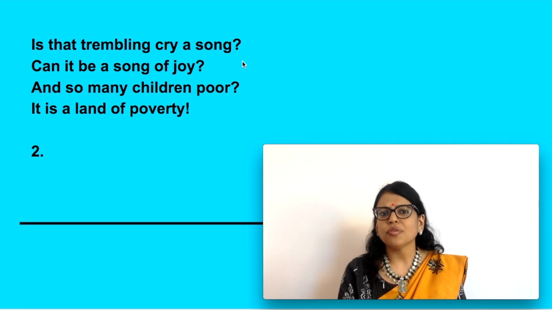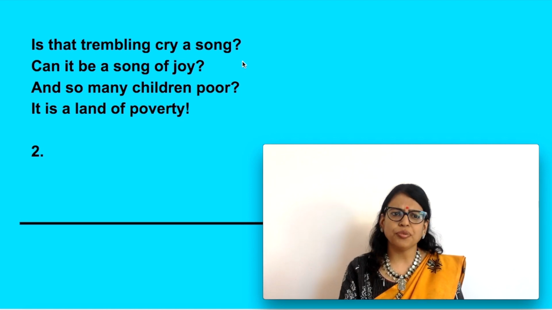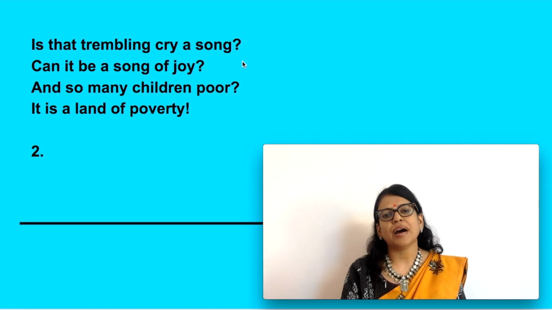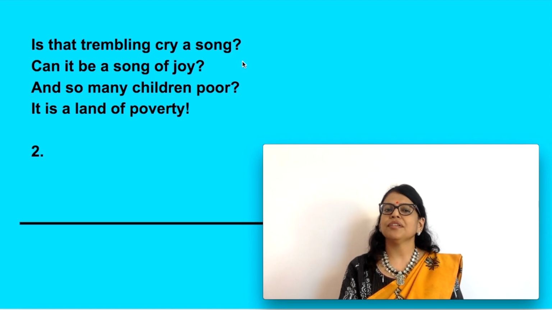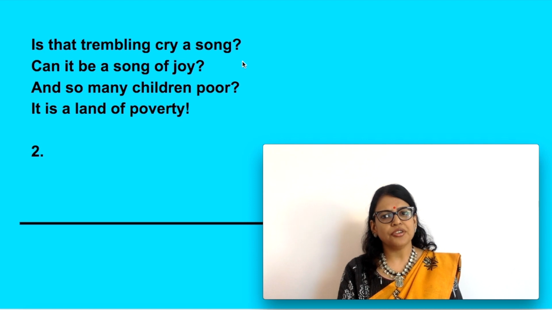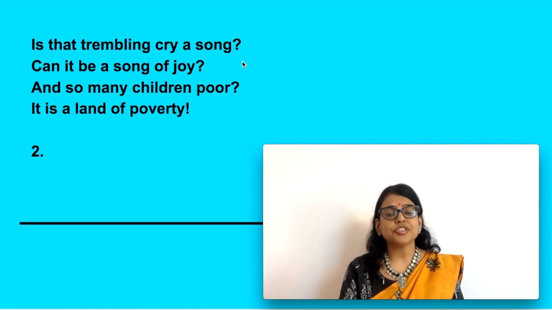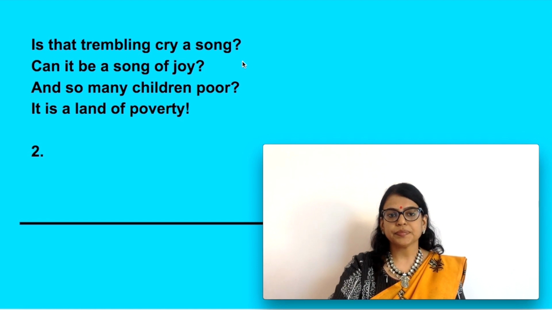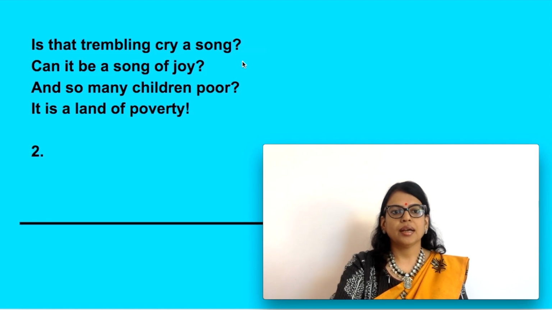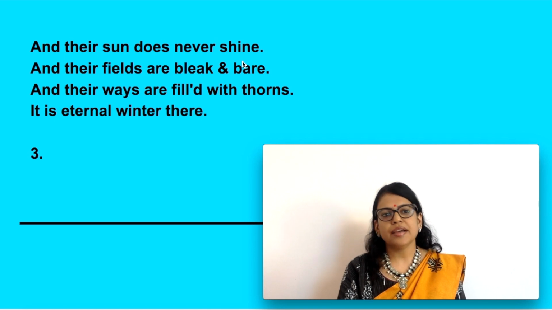I don't think these orphans are happy and so many children poor. Oh, it is a land of poverty. I don't think I'm living in a very prosperous and rich country, in a prosperous and rich city. This is a land of poverty if so many of its children are so poor. And their sun does never shine, and their fields are bleak and bare. He says the sun never shines in this particular city, and their fields are bleak and bare.